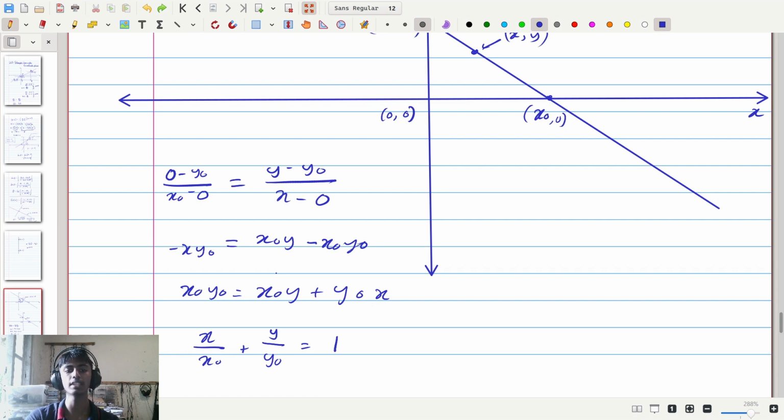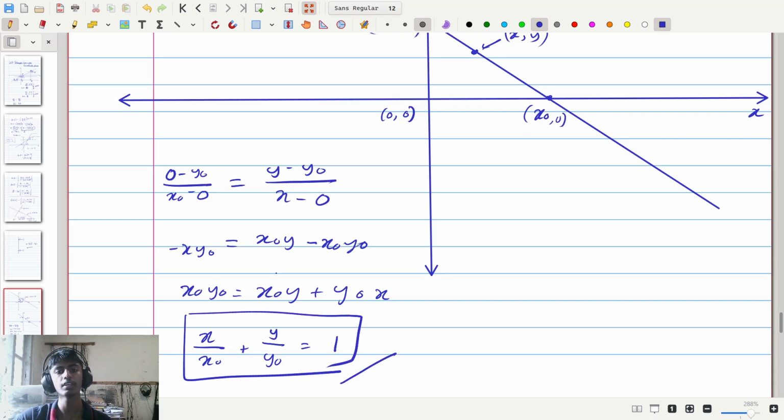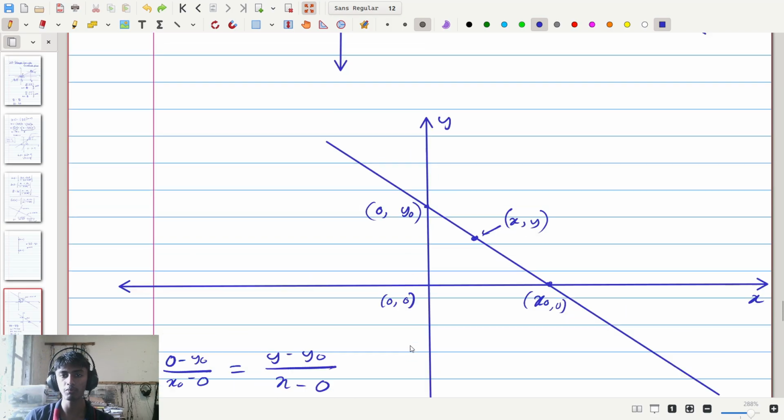What this means is that given a line with x-intercept x0 and y-intercept y0, then that line will be given by x divided by x0 plus y divided by y0 equal to 1. This is this format that we wanted to show here. This line here can be given by the equation x divided by x0 plus y divided by y0 equal to 1, where x0 is the x-intercept of the line and y0 is the y-intercept of the line.